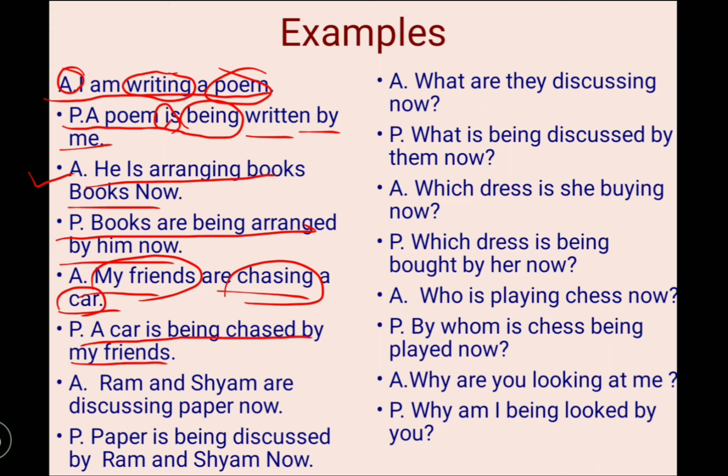Ram and Shyam are discussing paper now. So Ram and Shyam is the subject, discussing is the verb, paper is the object. So paper is being discussed by Ram and Shyam.